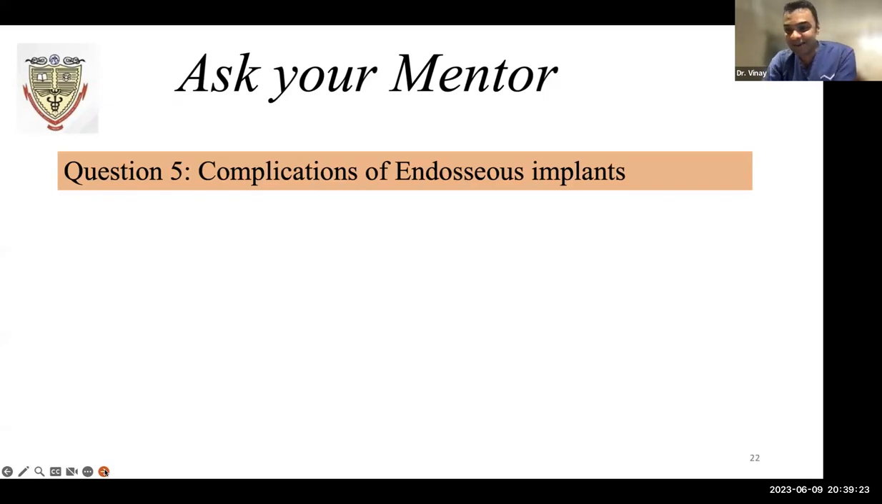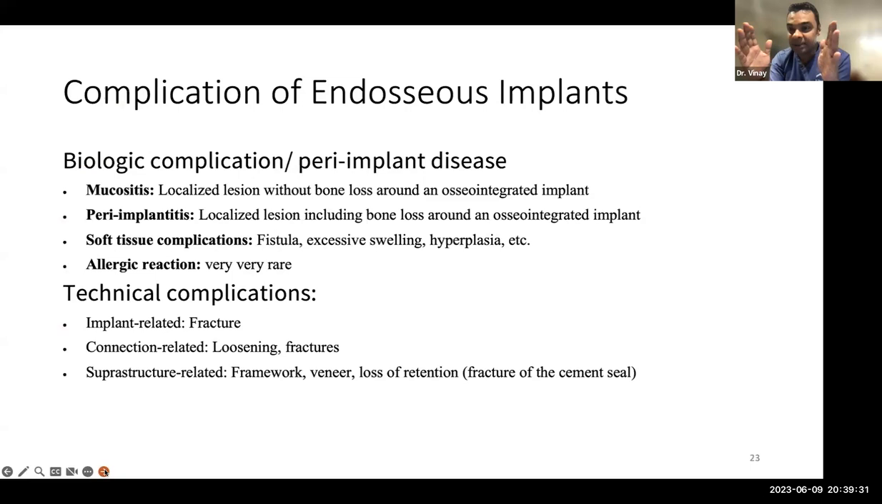Okay, next question. Complications of endosseous implants. Technically, complications of endosseous implants means that you've done the implants right, and then you end up with a complication. When we put implants in non-ideal positions or overload the implants, I don't consider it a complication, but rather an iatrogenic problem. Complications are rather simple. You can have biological complications or peri-implant disease, which can be divided into mucositis, peri-implantitis, soft tissue complications, and allergic reactions, which are very, very rare, but I put it just to make it comprehensive.